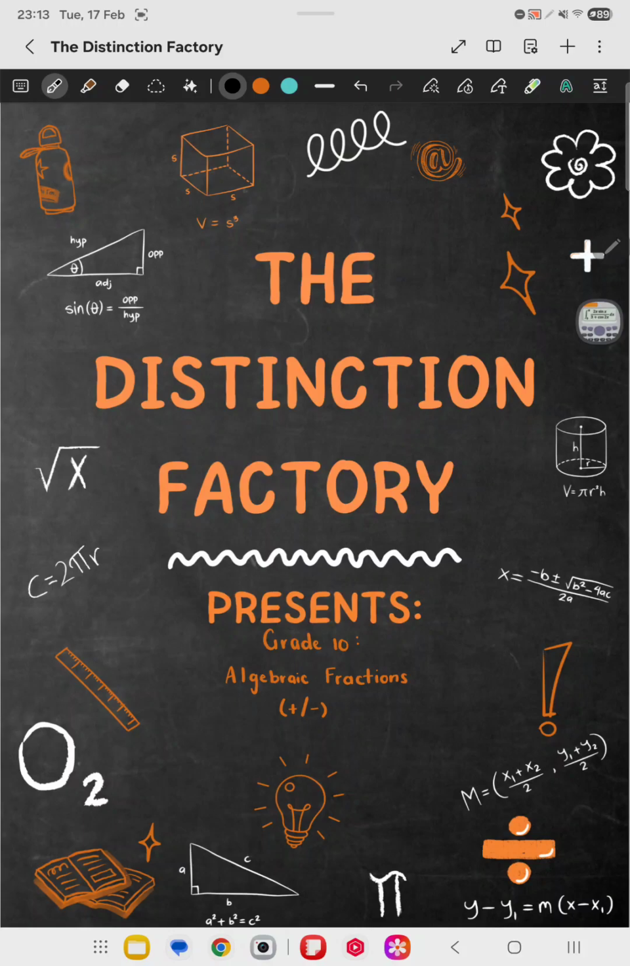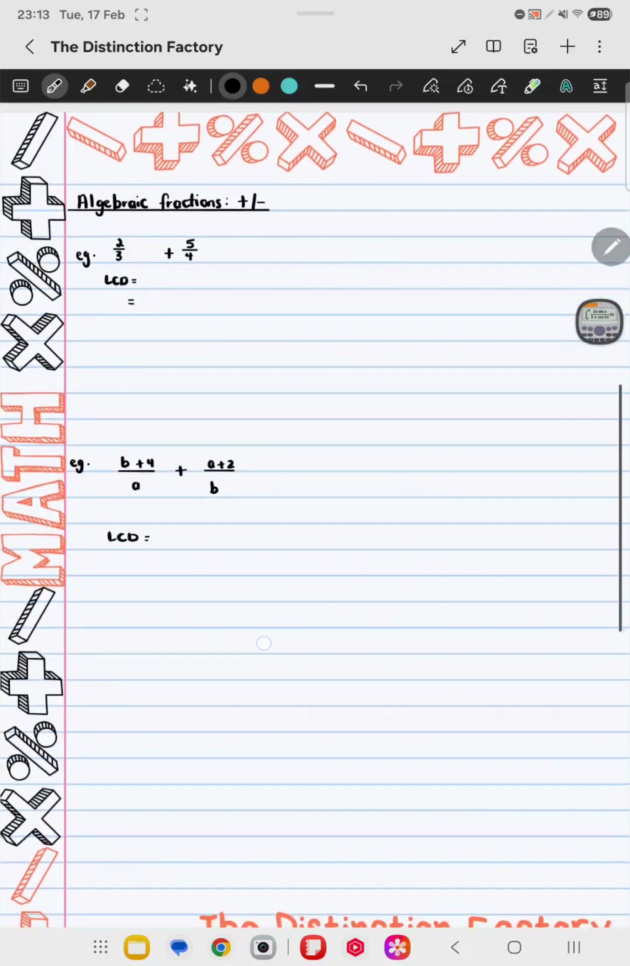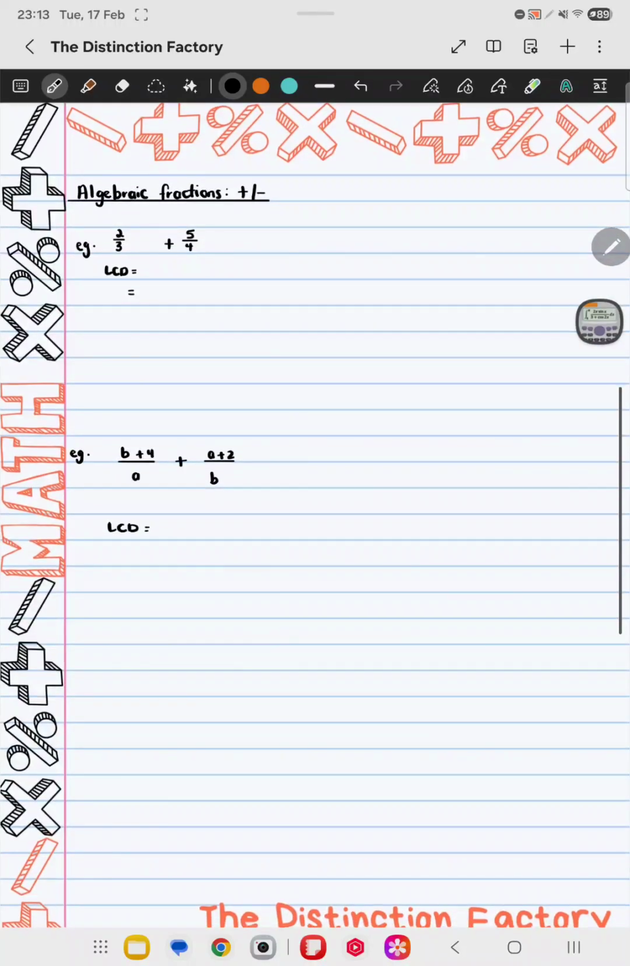And today we are going to be focusing on grade 10 algebraic fractions, specifically the addition and subtraction of these fractions. So down here, I've got some easy examples just to help us jog our memory on how to deal with normal addition and subtraction of fractions before we can start adding on the algebra. So whenever you're dealing with addition and subtraction, it is important that we find an LCD in order to help us to add those fractions up.